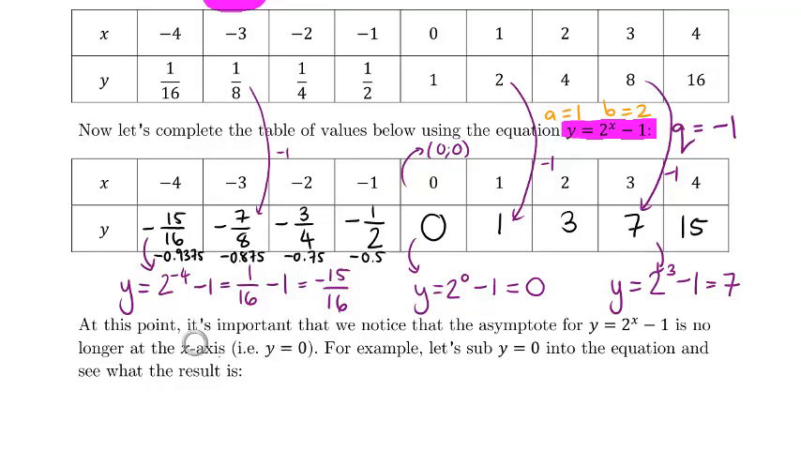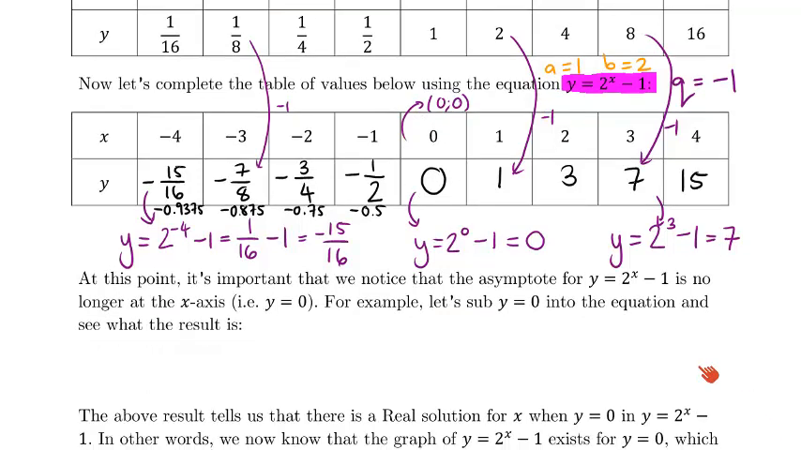y is equal to 0. It's no longer there, guys. For example, let's sub y equals 0 into the equation and see what the result is. Now, we should already know what to expect, guys, because we know that when x equals 0, y is equal to 0. So therefore, if y is equal to 0, then x equals 0. But let's just drive the point home over here, guys. We're going to sub in y equals 0 into the equation.